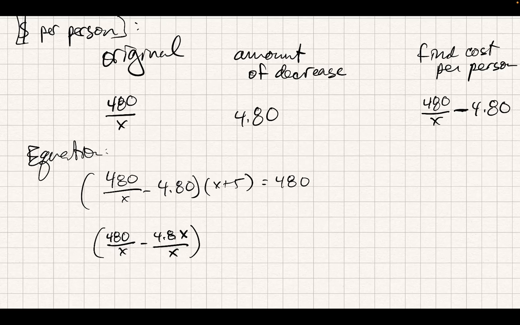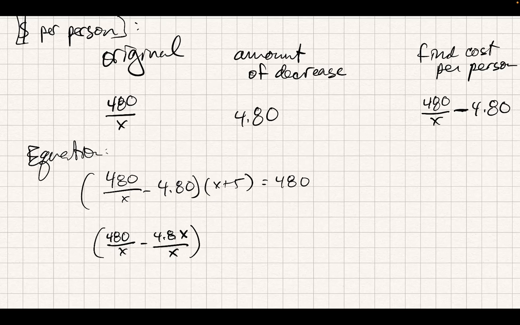That's one strategy. This strategy of combining these with a common denominator. These don't have a common denominator right now, right? But I want the common denominator to be x. So to get x in the denominator, what do I have to do to 480? Multiply the top and bottom by x.